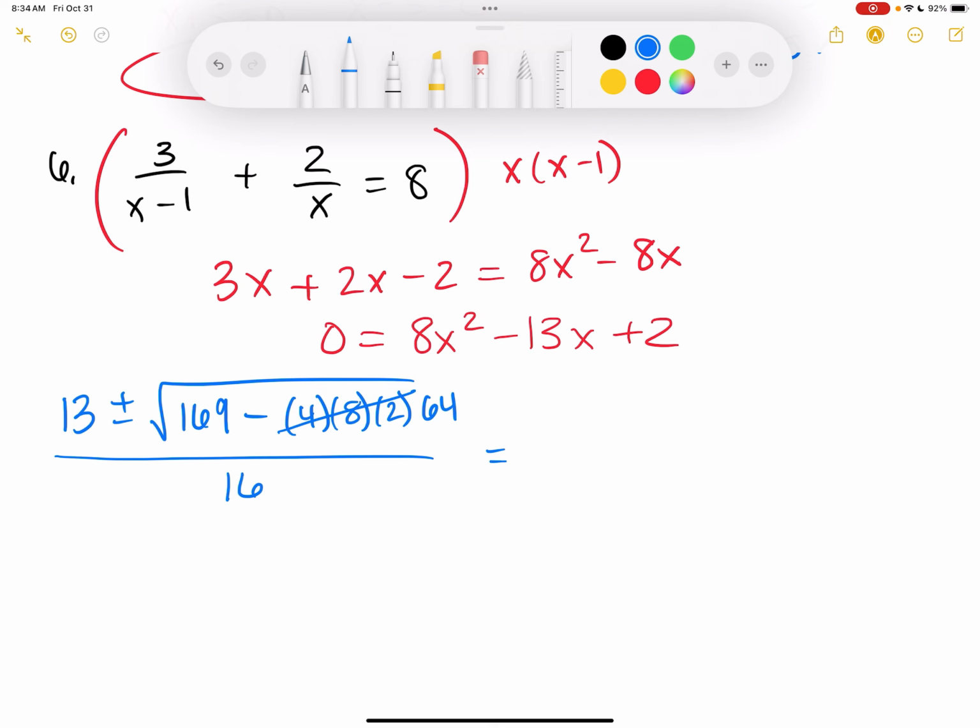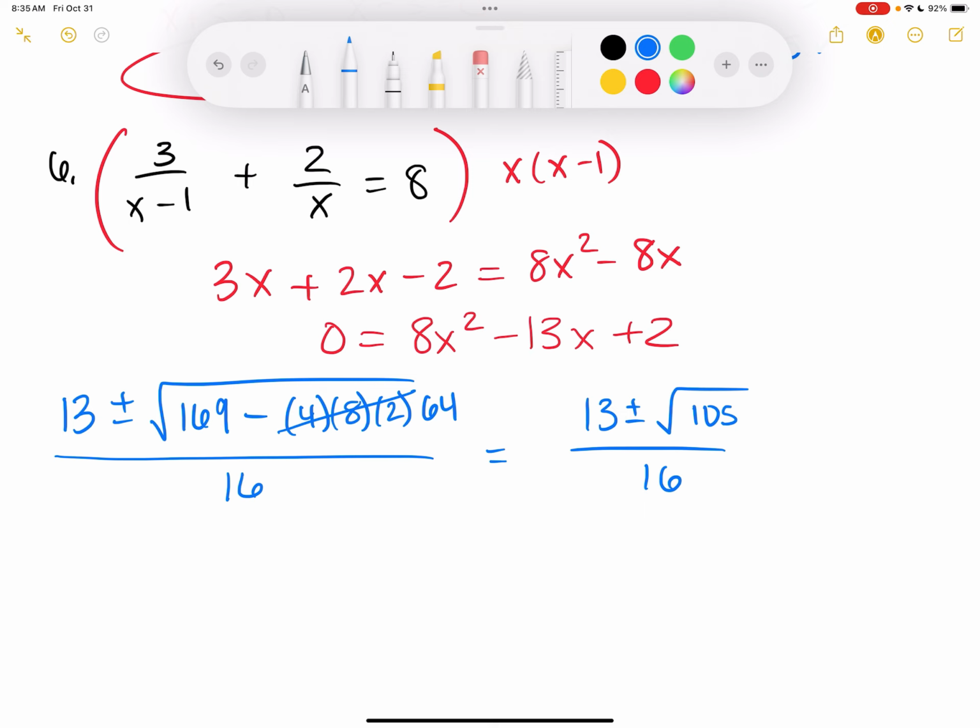So I would have 13 plus or minus the square root of 105 over 16. Now, technically, we need to check these, but I know that that's not going to be a value that's equal to positive 1 that would cause a problem, or 0. And so I don't really need to check this one. I'm not going to make you check the ones that are super weird like this.